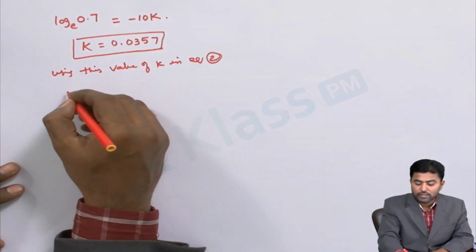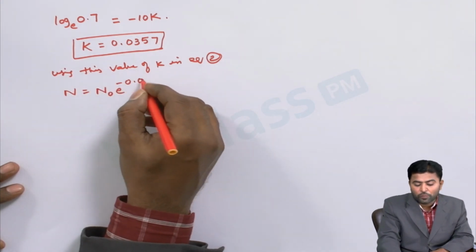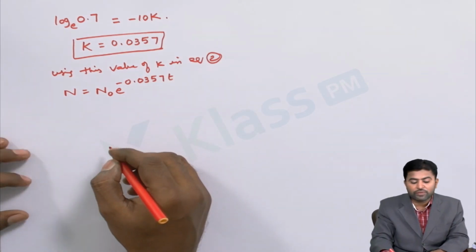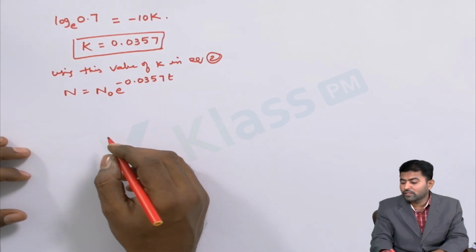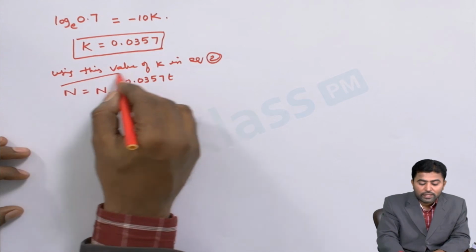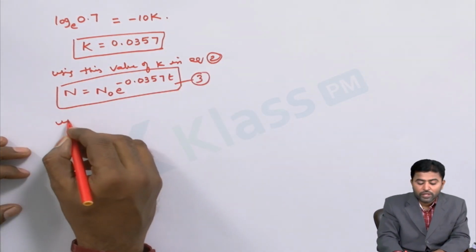We get that as N is equal to N naught e power minus 0.0357t. Yes, substituting this value of k, we get N is equal to N naught e power minus 0.0357t. Then I'll mark this as equation 3.